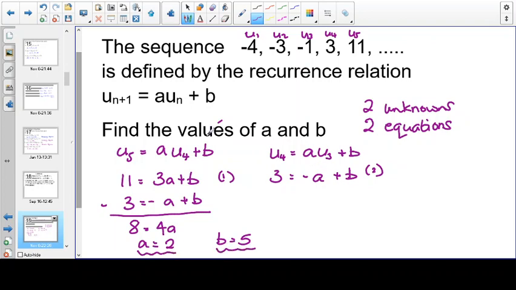Okay, so I could have used any pair of numbers, those two and those two. It doesn't matter. What you've got to understand is what this is saying. Once you've done that, then the rest of it is subbing numbers in to get you two equations. Let's have a look at another one.